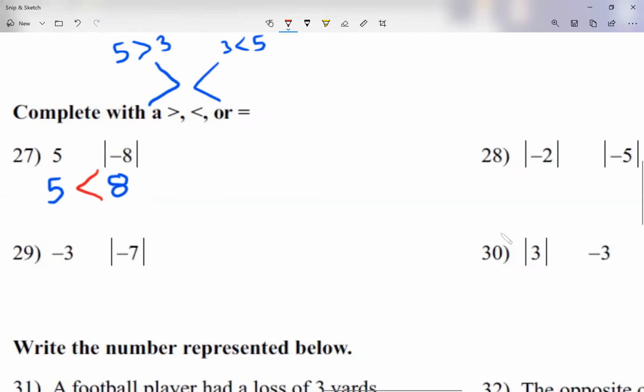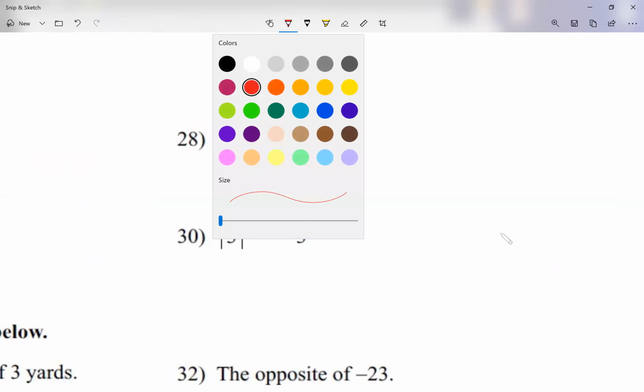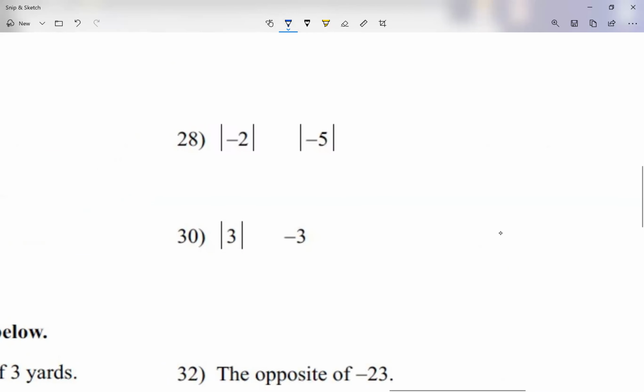All right, let's take a look at number 28. First of all, let me get rid of the absolute value signs. Remember, absolute value means that I'm going to make the inside positive. So the absolute value of -2 is +2. The absolute value of -5 is +5. Now the inequality sign is open towards the 5. Because my first number is smaller, we're going to say 2 is less than 5. That's how we pronounce this.